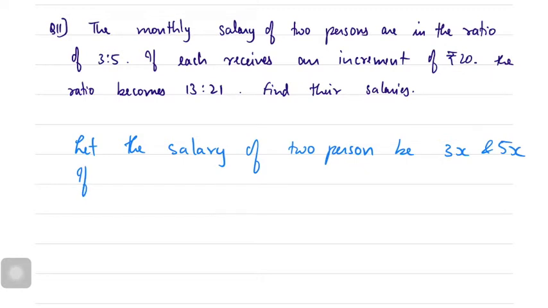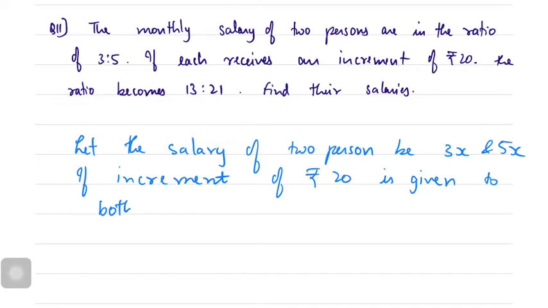So if increment of rupees 20 is given to both, the ratio becomes 13:21.